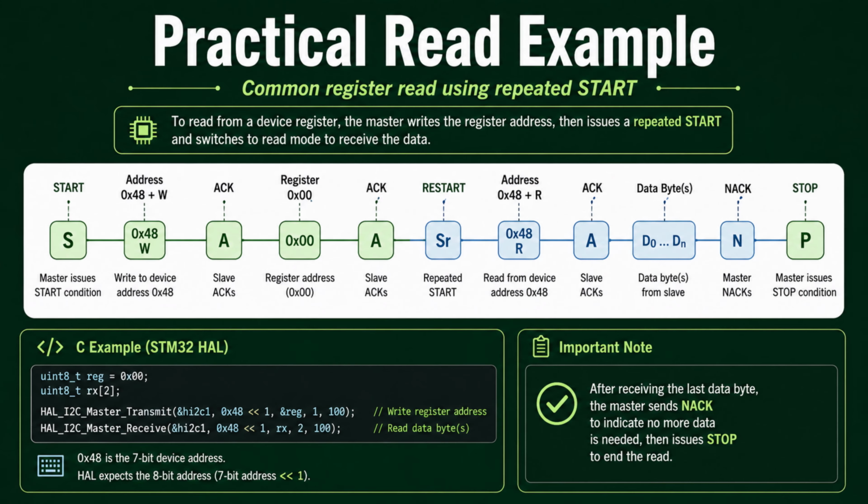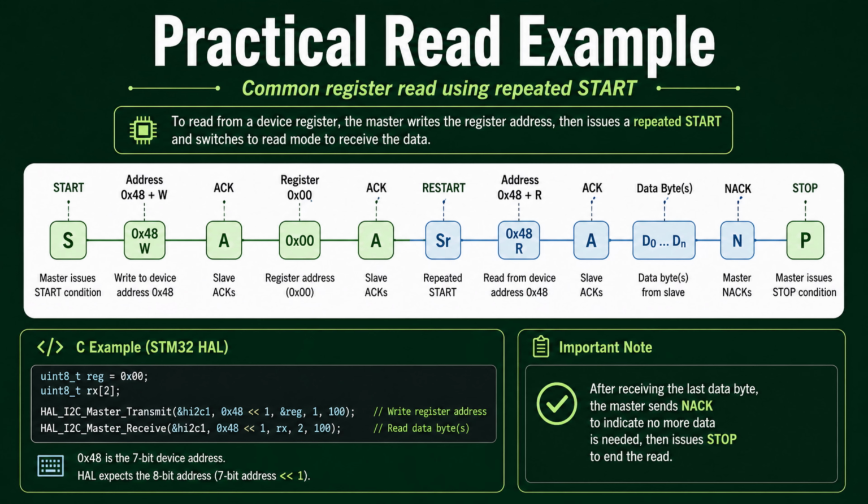Reading a register normally begins with a short write phase. The controller first generates start, sends the device address with the write bit, and then transmits the register address that it wants to read. Instead of ending the transaction with stop, the controller generates a repeated start. It sends the same device address again, but this time with the read bit set to 1. The peripheral acknowledges and begins transmitting the requested data.